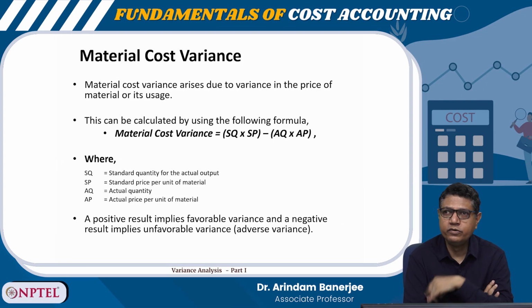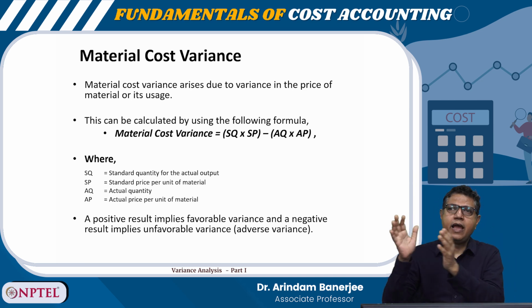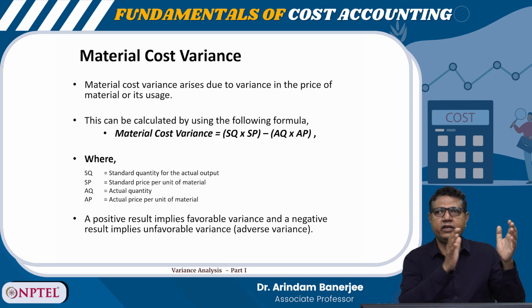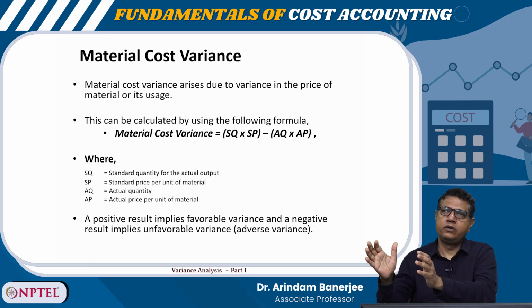So, now I hope you have the basic understanding of variance analysis and standard cost, right. Now we are getting into the calculation part, the calculation of the first element, that is the material cost. So, material cost variance is the difference between the standard material cost and actual material cost. I will calculate the standard material cost and the actual material cost.